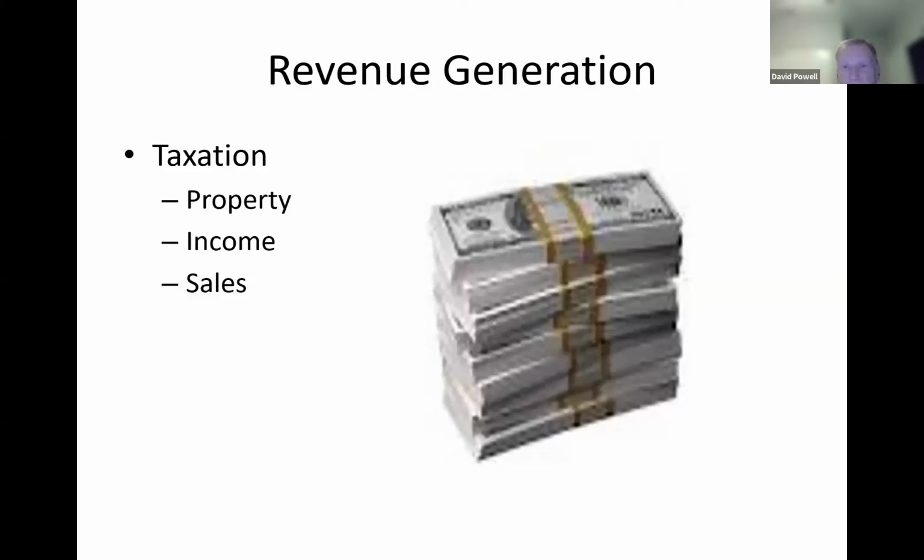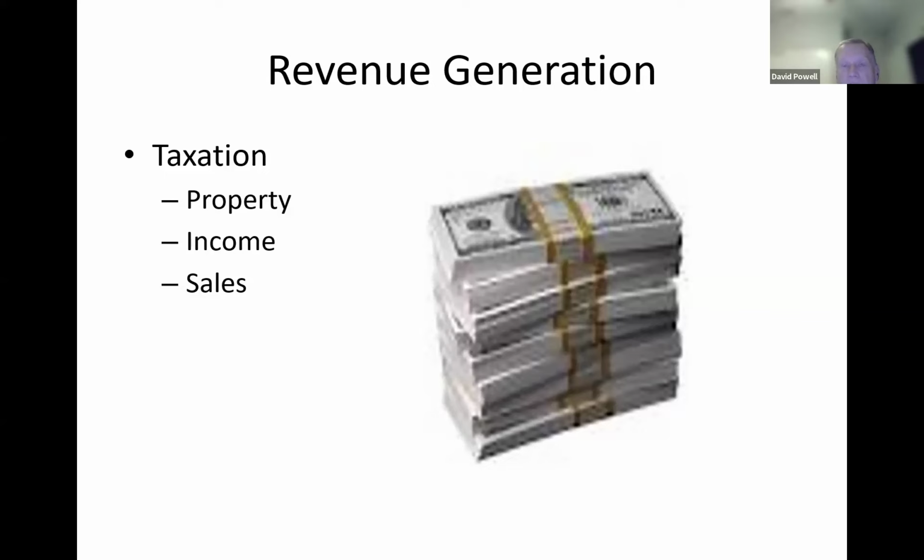But up to this point in our discussion, we've been talking primarily about spending money. We've been talking primarily about expenditures. In order to spend money, we have to have money. We have to generate revenue. So let's turn our attention briefly to revenue generation on the part of governments.